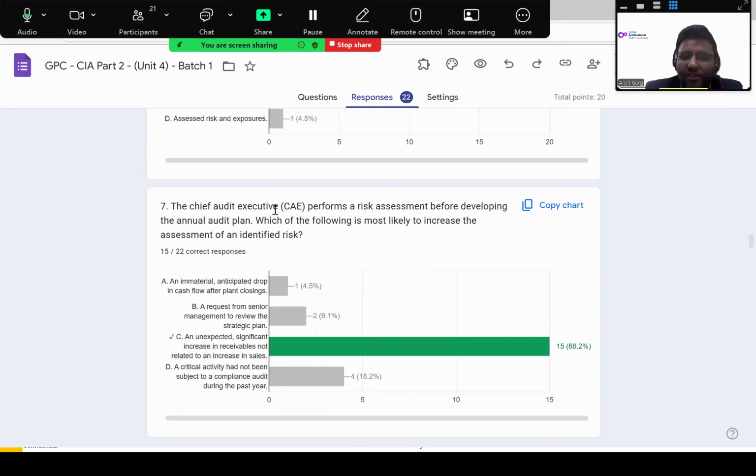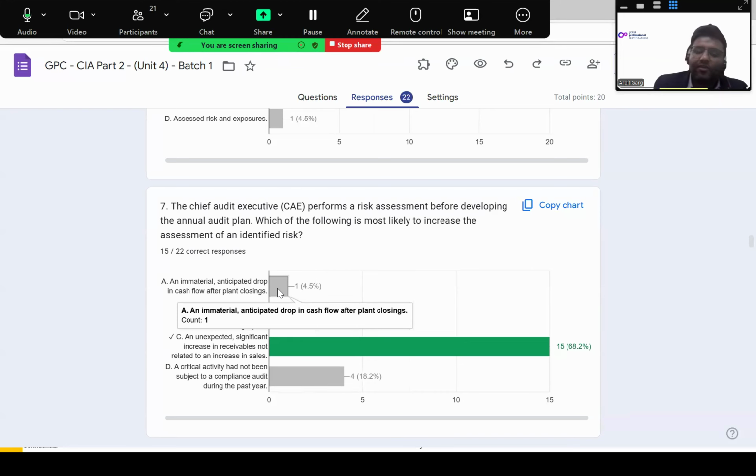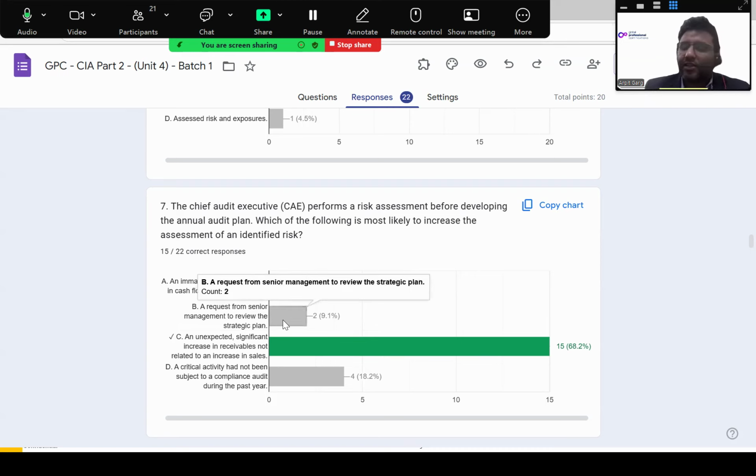People, question number 7, it says the CAE performs a risk assessment before developing the annual audit plan. Which of the following is most likely to increase the assessment of identified risk? So again, the CAE performs a risk assessment before developing the plan. Which of the following will likely increase the assessed risk? An immaterial anticipated drop in cash flow. Immaterial drop. Do you think it will increase the risk? The answer is no. One of you is saying immaterial will increase the risk. That's not correct, everyone.